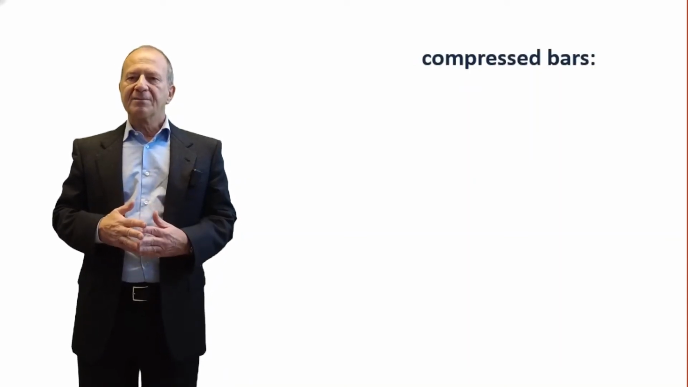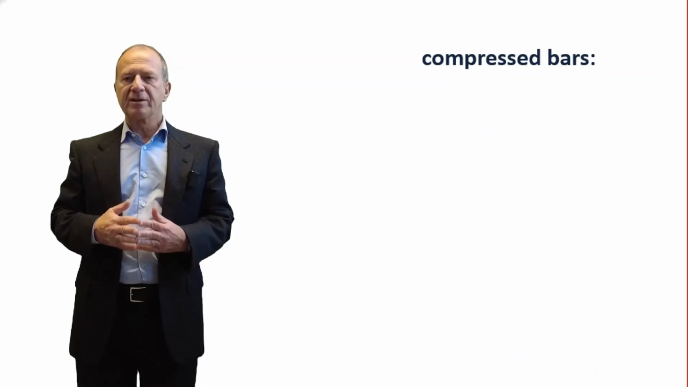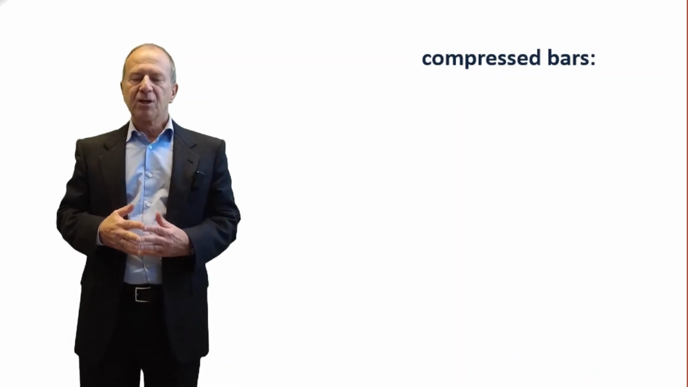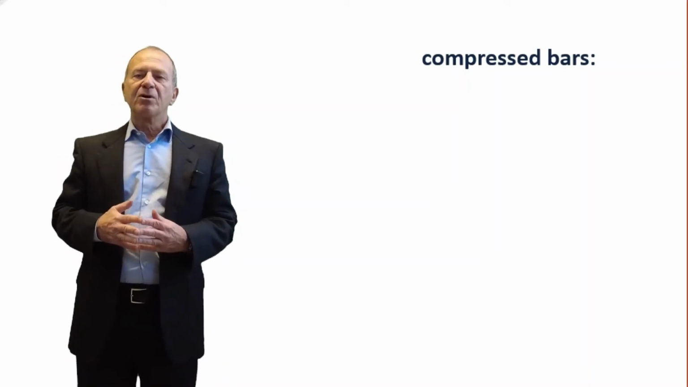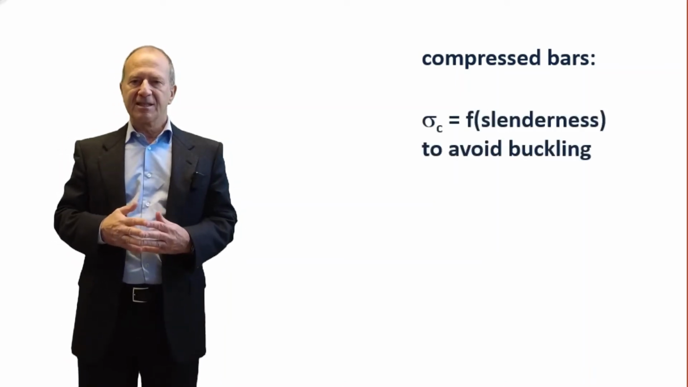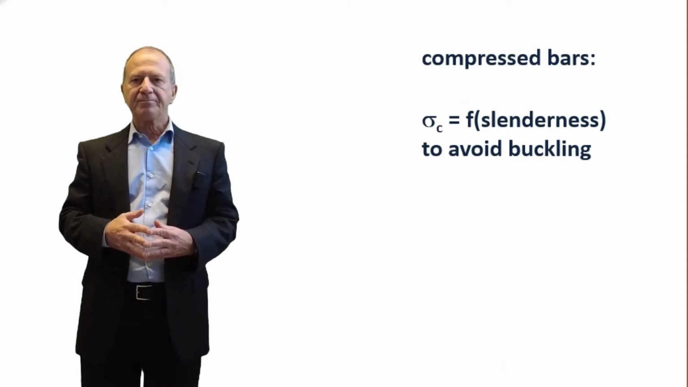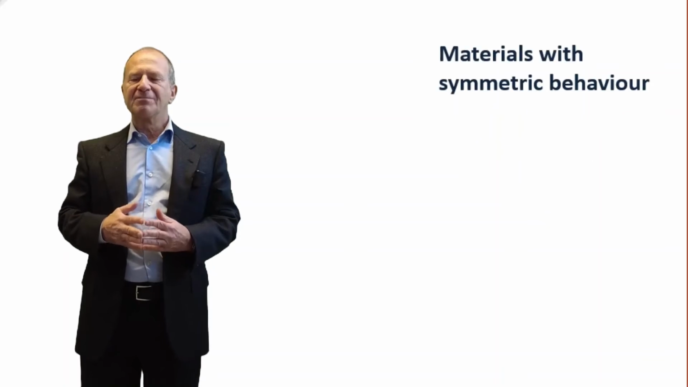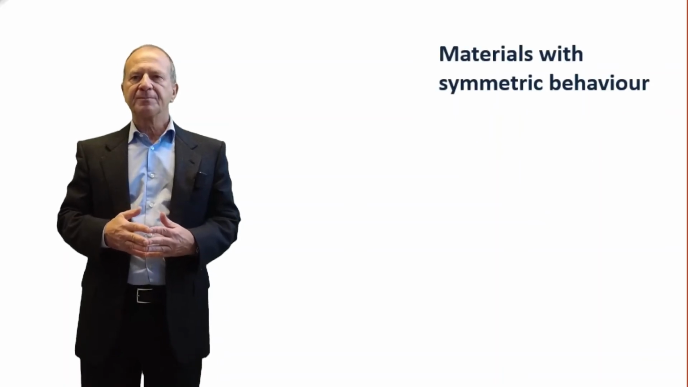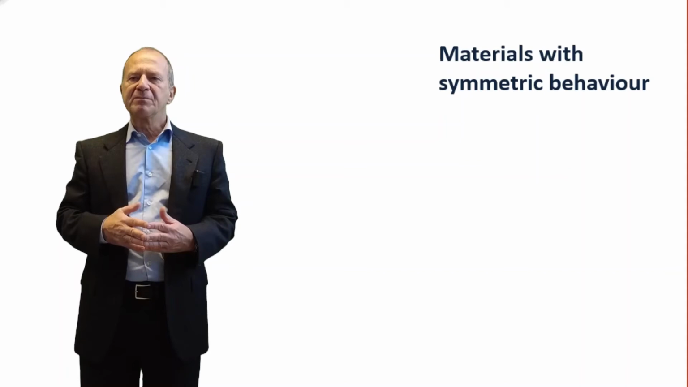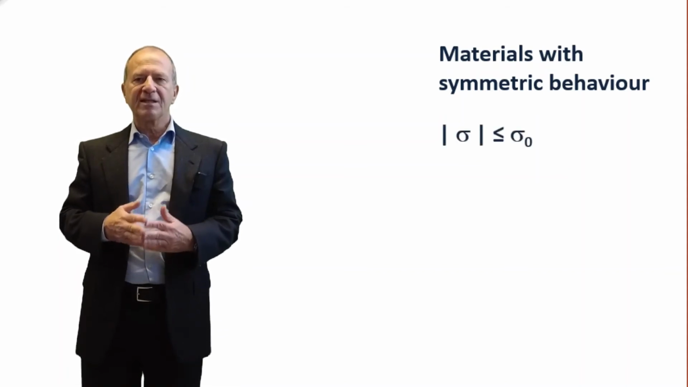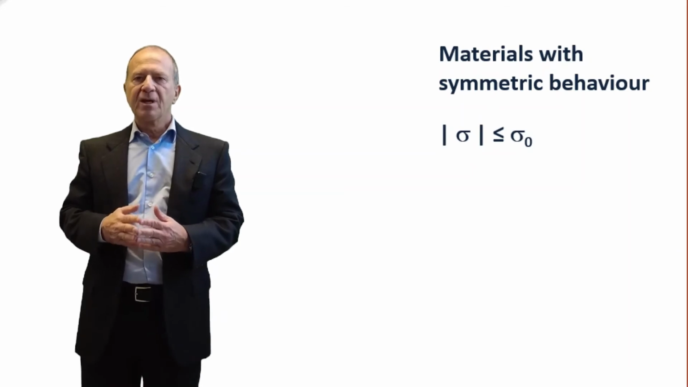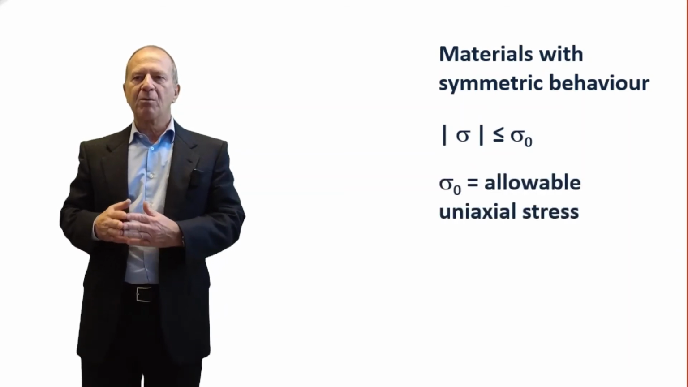For compressed bars, sigma c can be significantly lower than the elasticity limit in compression to avoid the possibility of buckling of the bar. In this case, the allowable compressive stress depends on the slenderness of the bar, and is smaller the greater the slenderness is. If the material behaves symmetrically in tension and compression, as in the case of steel, the permissibility check is even simpler and consists in checking that the modulus of sigma is less than or equal to sigma 0, where sigma 0 is the uniaxial allowable stress.